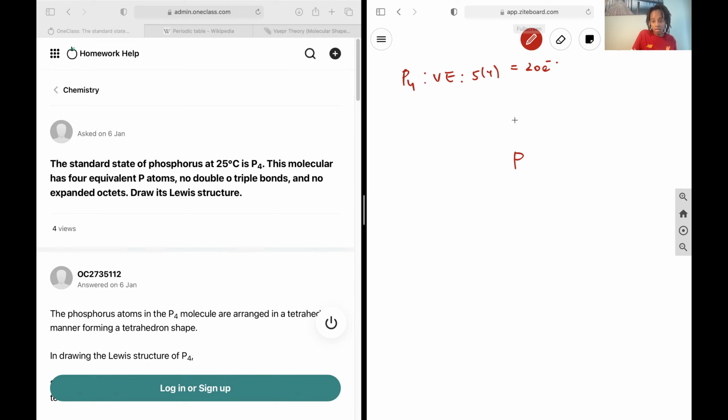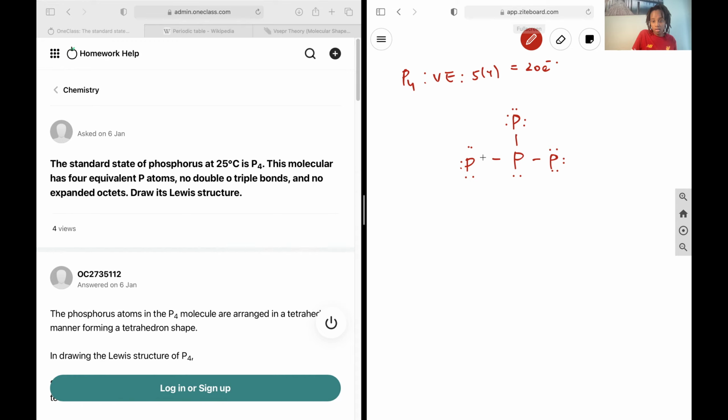Let's start with 1, 2, 3, 4, right? And let's just start with a single bond between each of them and fill in everybody's octet. Okay, and then let's count if our electrons all make sense. We have 2, 4, 6, 8, 10, 12, 14, 16, 18, 20, 22, 24, 26. So we have obviously more electrons than we need, but we are told that there are no double bonds and no triple bonds and no expanded octets. And so we can't place any double bonds or triple bonds like here in order to fix the electron issue.